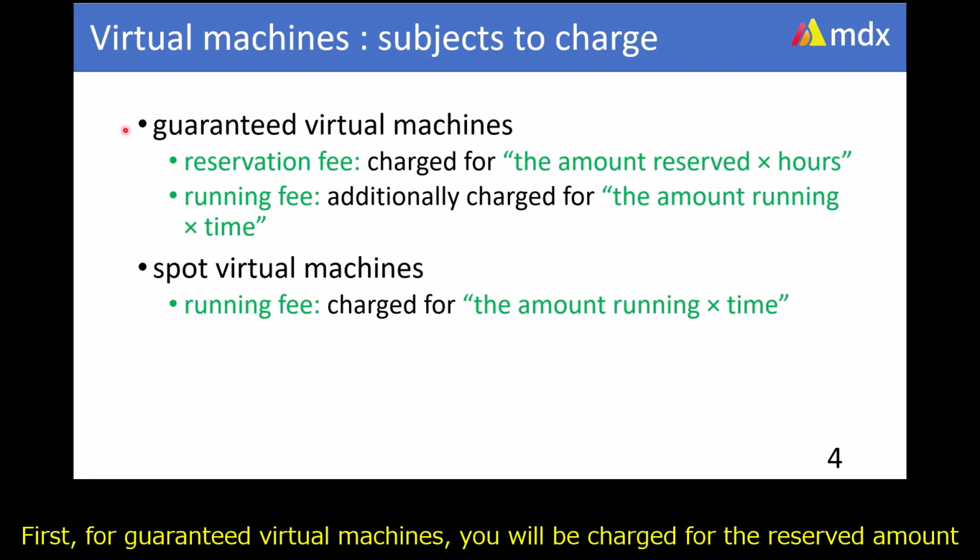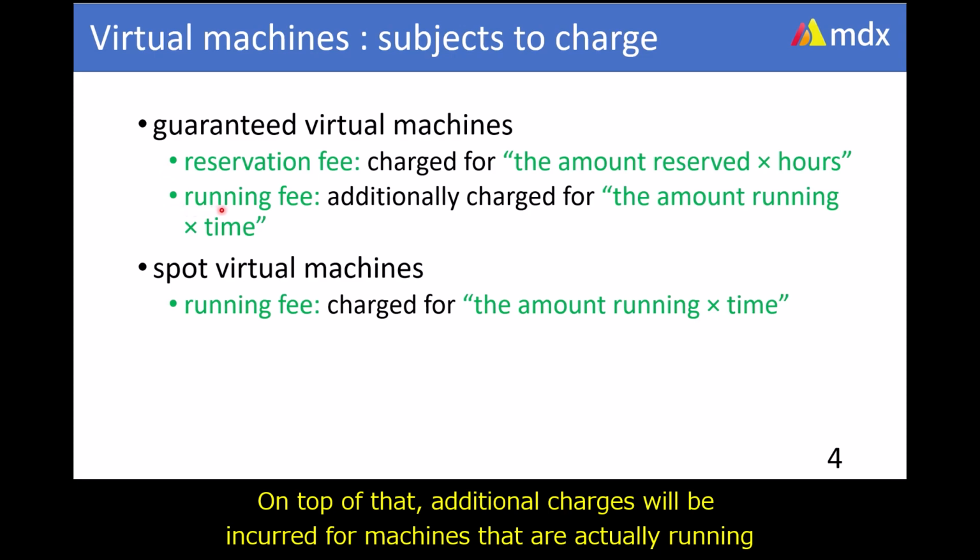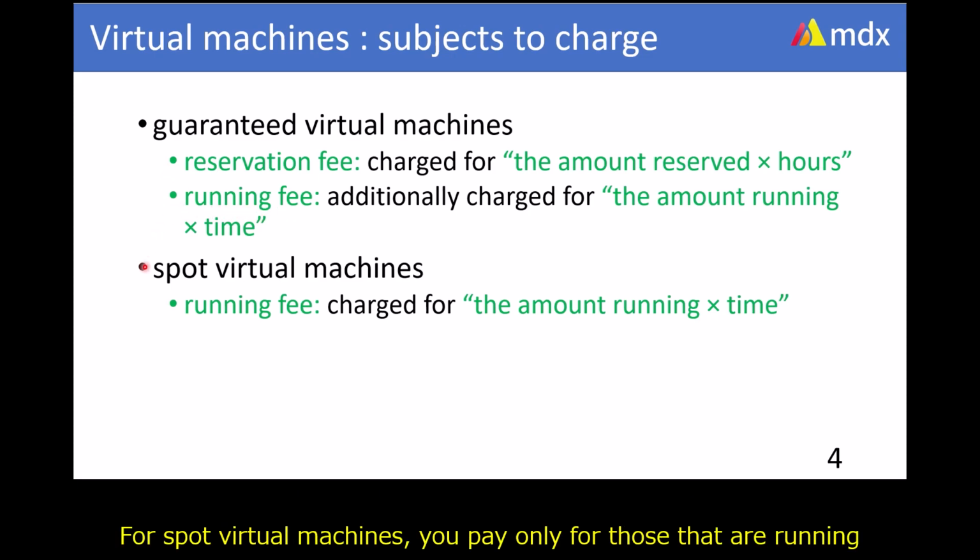First, for guaranteed virtual machines, you will be charged for the reserved amount. This means you will be charged even if they are not actually running. On top of that, additional charges will be incurred for machines that are actually running. For spot virtual machines, you pay only for those that are running.